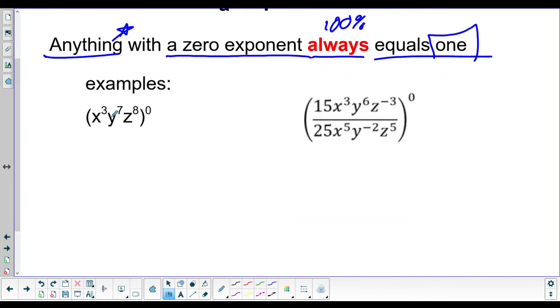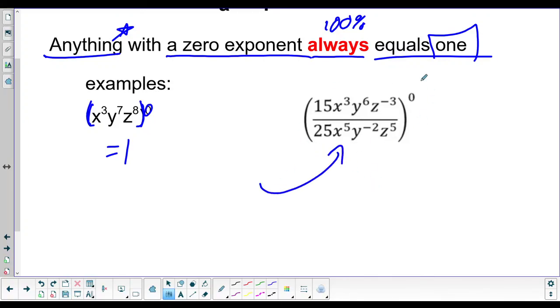X to the third, y to the 7th, z to the 8th, all to the power of 0. You don't even need to think about it. Everything inside here to the power of 0 equals 1. You're done. That's the problem. Every year I have kids miss this on the test. And then it's always one like this too.